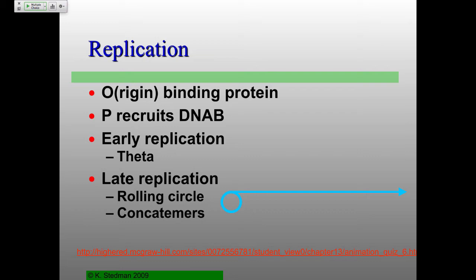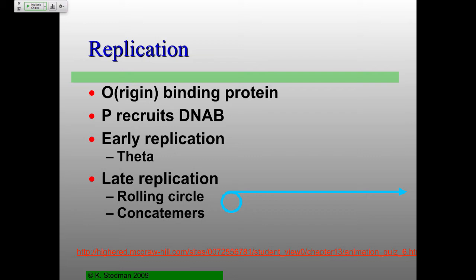In the case of Lambda, you start out doing theta replication, and theta replication is just like you have with the E. coli origin of replication. Start at one point, go bidirectionally around the genome until you get to the opposite end. Of course, it's circular, so it's just the opposite place relative to the origin. On the other hand, late replication, and that's due to some expressions of the late proteins that we won't get into the details for, does rolling circle.